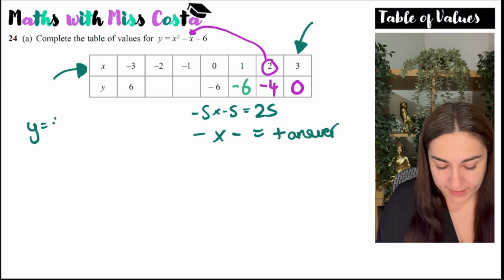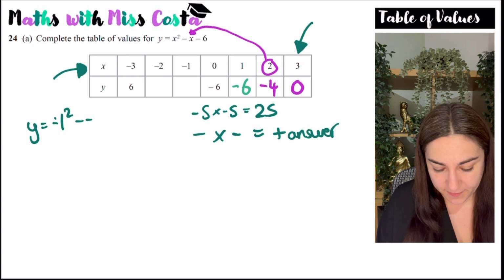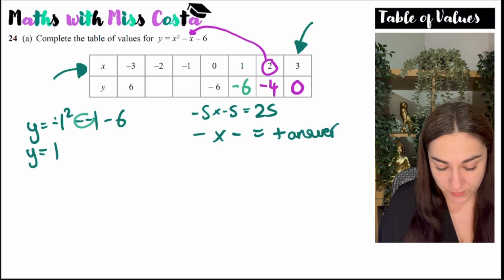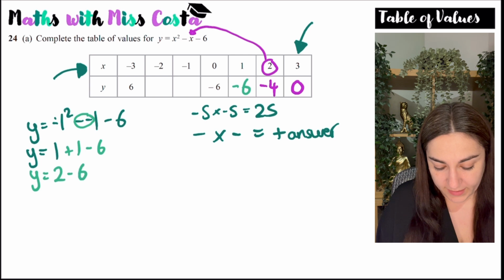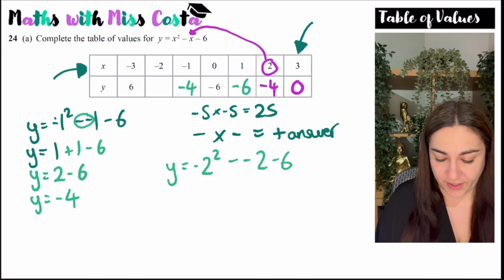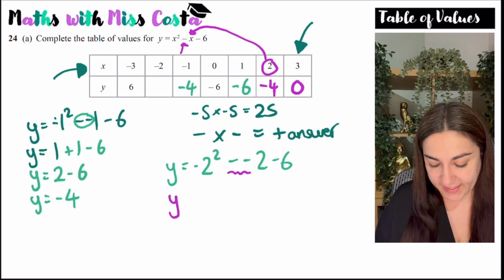So I've got y equals (-1) squared minus (-1) minus 6. So (-1) squared is going to be 1. When I've got two negatives next to each other, it becomes a plus. So that becomes y equals 2 minus 6, which is negative 4. And for the last one, I've got y equals (-2) squared, take away negative 2, take away 6. So the tricky bit here is that I'm subtracting the value of x, and when you're subtracting a negative, it's actually the same as adding.